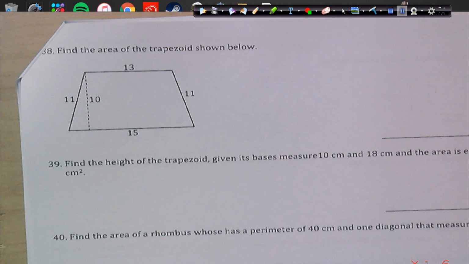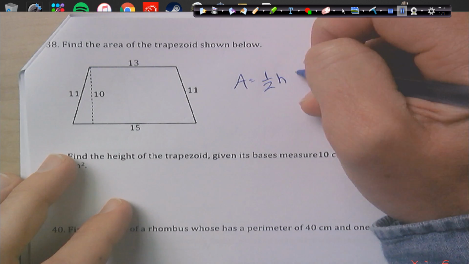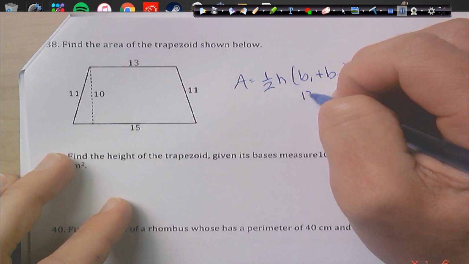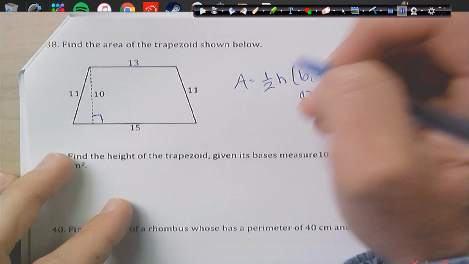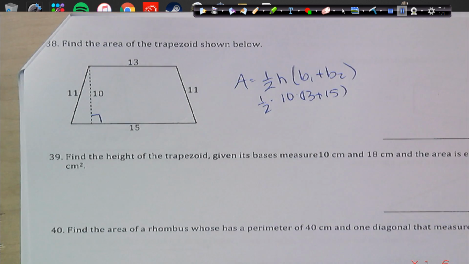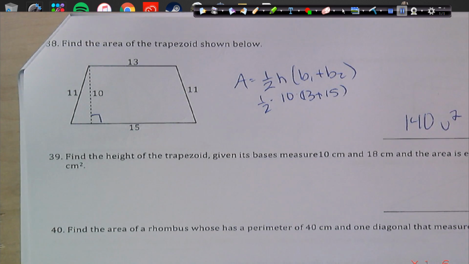Alright, moving on. Find the area of a trapezoid. Okay, so area of a trapezoid, 1/2 height, b1 plus b2. So we're going to add the 2 bases. Multiply by the height. Again, this should be a 90 right there. I apologize, it wasn't. And we're going to multiply those together. So 13 plus 15 we'll add together first, times 10, divide by 2. We get 140 square units.